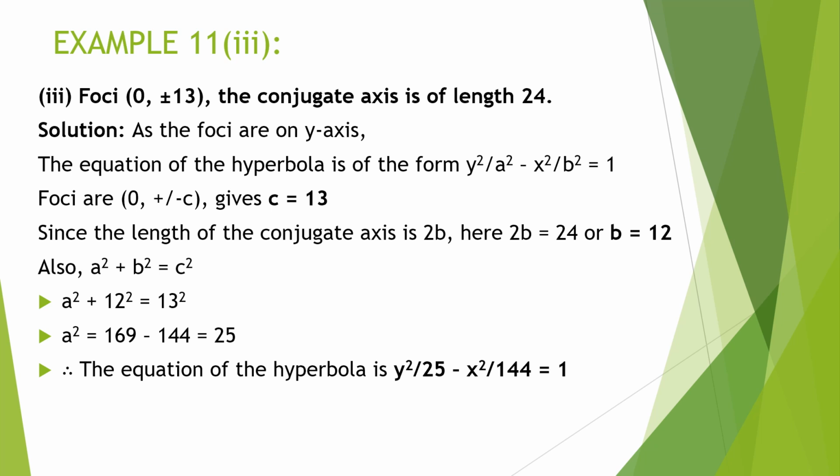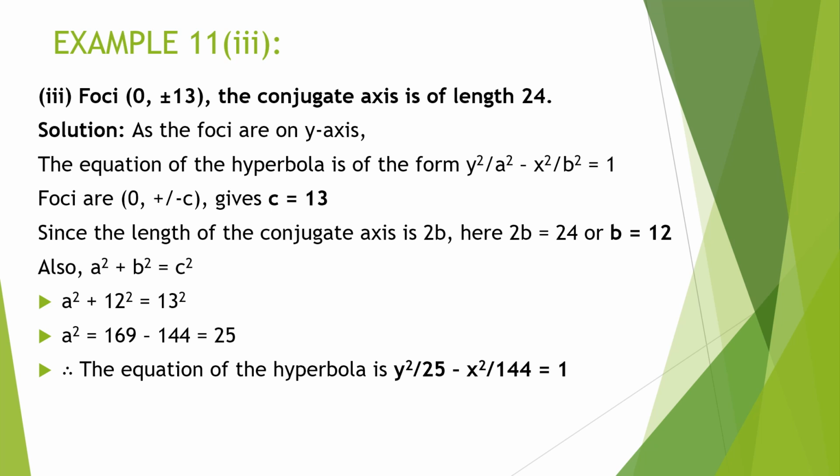Now in the third case, foci 0, plus or minus 13 is given and the conjugate axis length is 24. Now foci are of the form 0, plus or minus 13. So it is on the y-axis. So equation of the hyperbola is of the form y square upon a square minus x square upon b square equal to 1. You know that foci are 0, plus or minus c in this case. So c is 13.